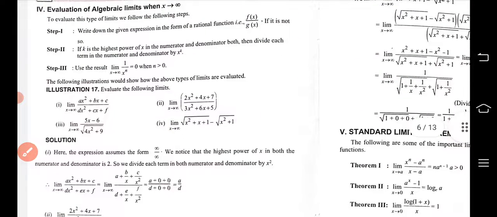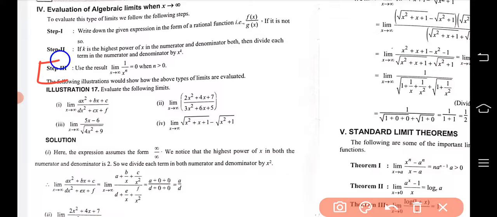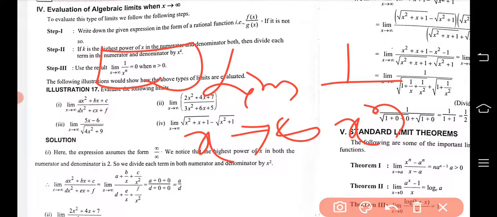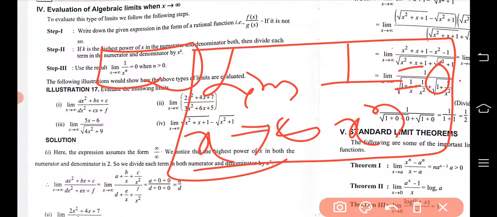Next comes the third step. After that, you have to put in the limit: the limit as x tends to infinity of 1 divided by x to the power n is equal to 0. So wherever this term arises, whether it is x to the power 2, x to the power 3, x to the power 4, or even 1 by x, we put the limit of this as 0.